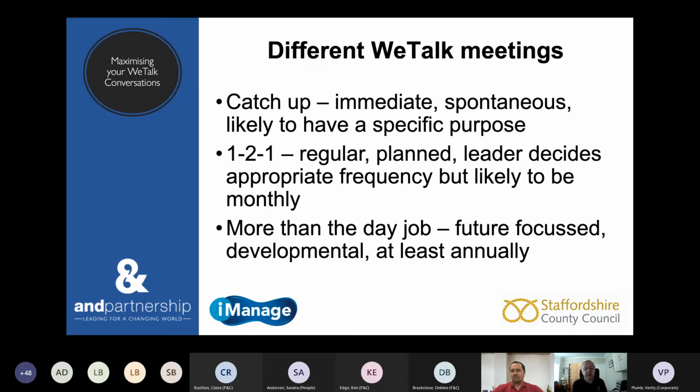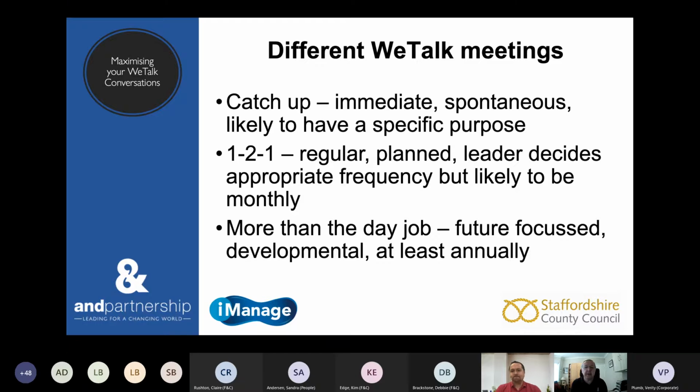The catch-up is fairly self-explanatory, and that would just be a typical immediate meeting, probably spontaneous, and likely to have a specific purpose. It might be to check in with the person to see how they're doing, or it might be on a specific task or project or development need. And it would just be a simple catch-up meeting.